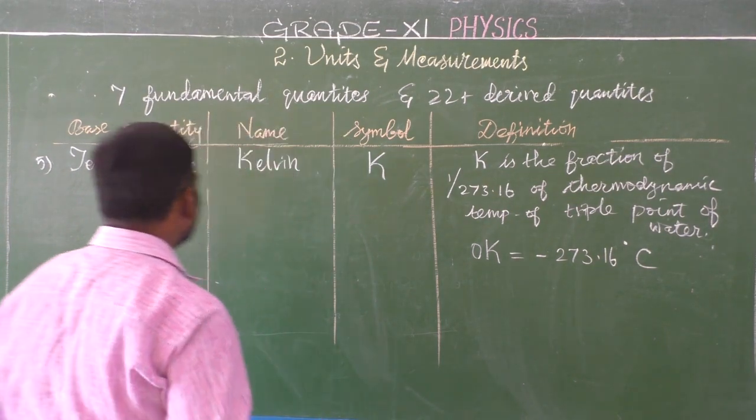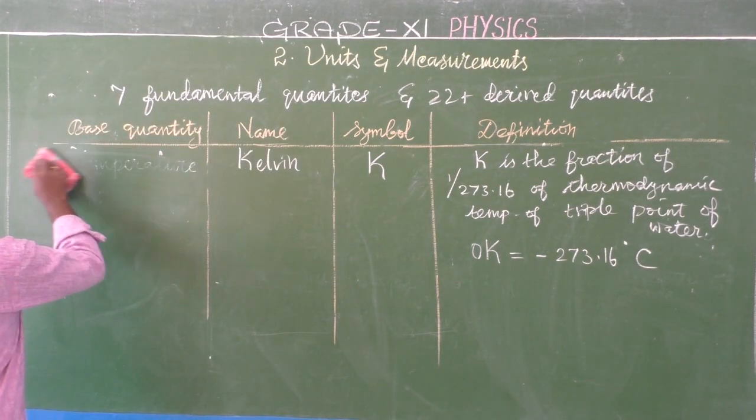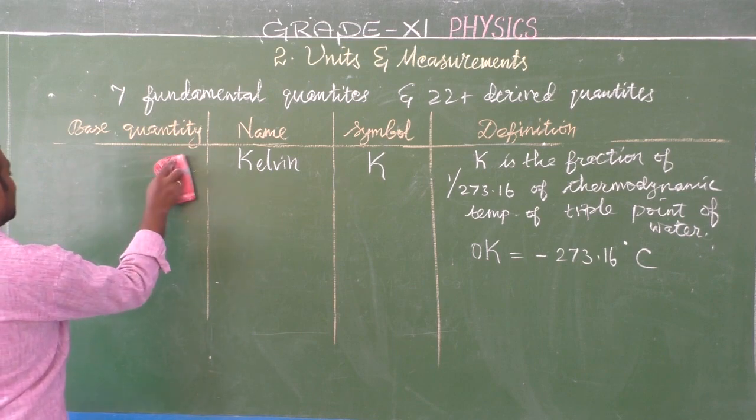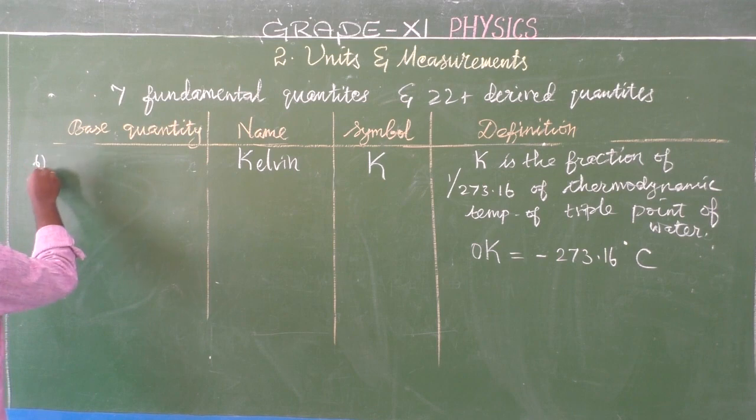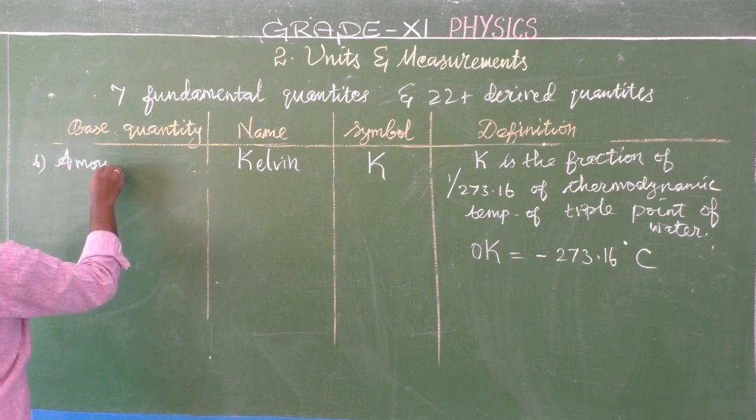Okay, moving to the sixth physical base quantity, which is mole, amount of substance. The sixth one is amount of substance.